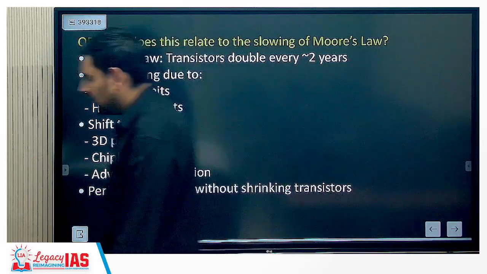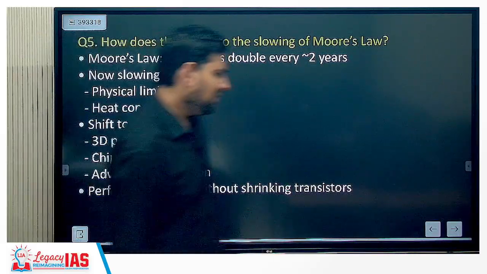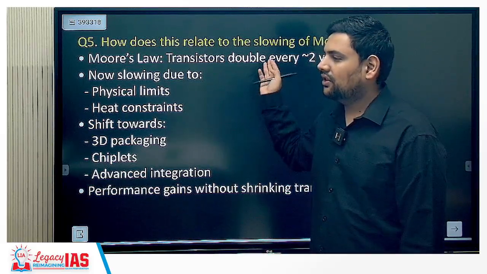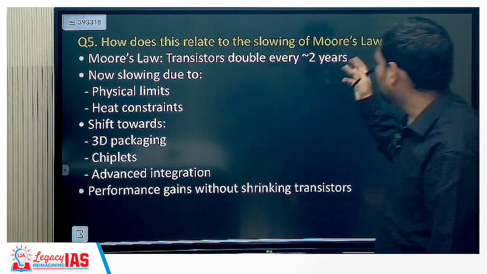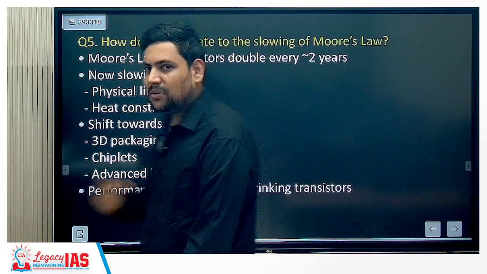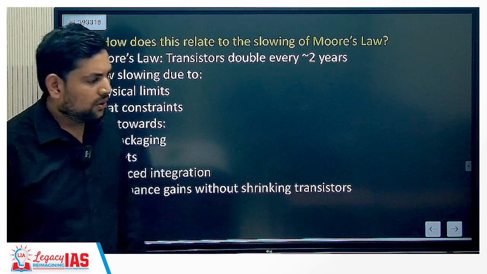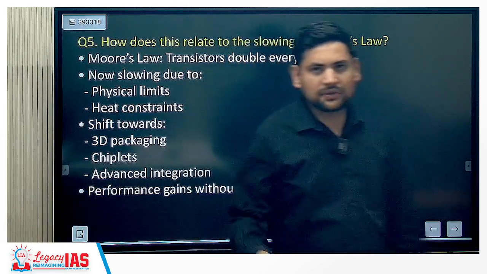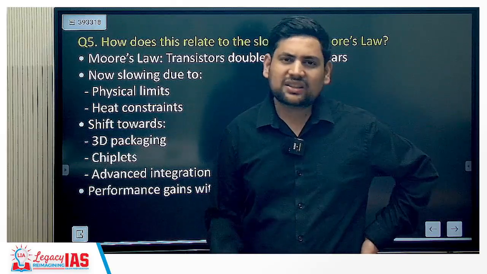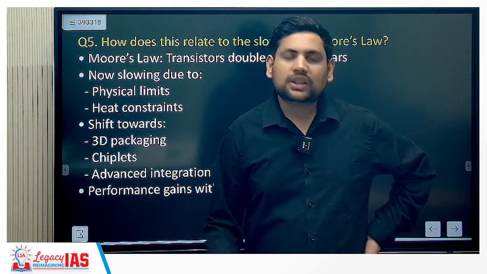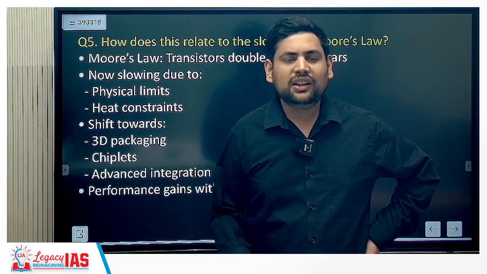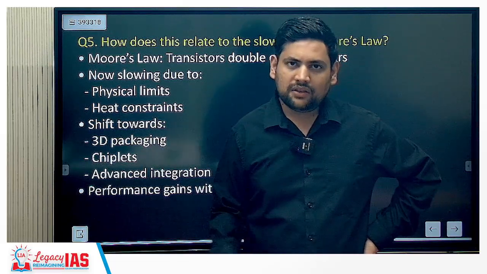Next, how does this relate to the slowing of Moore's law? Moore's law is not really a law, but something the co-founder of Intel gave: every 2 years the transistors double in their capacity. Over the last few years, we have seen that the planar structure we have for transistors for all these chips is not working that well. So this has not been achieved, or it is said that it won't be doubling every year from now.